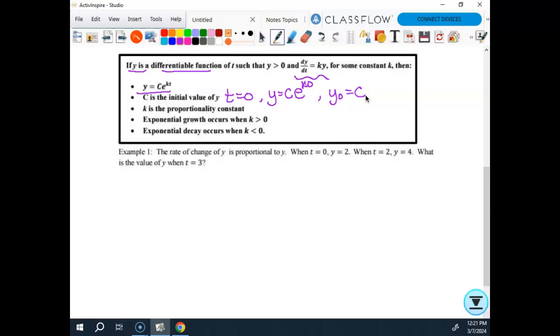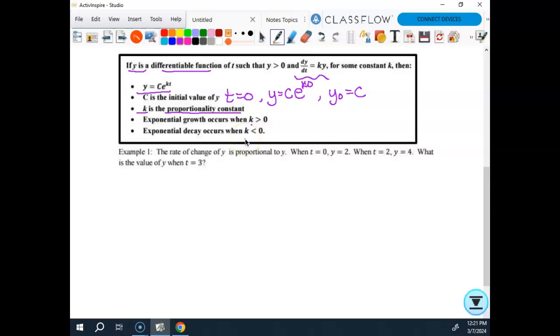Then k is the proportionality constant. It's a constant. That's mainly what you need to know. But this is why we're saying dy dt, the rate, is proportional to y. That's your proportionality constant, whatever makes it proportional. Exponential growth occurs when k is greater than 0. Decay when k is less than 0.